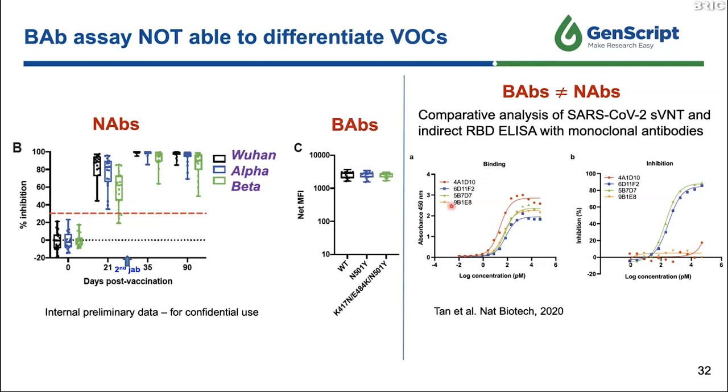So in this study, we generated 4 monoclonal antibodies that all have very strong binding activity against the RBD. However, only 2 of them are able to neutralize the interaction between the RBD and ACE2 receptor using the SVNT. And these 2 are not even the strongest binders. So this again highlighted that if you need to detect neutralizing antibody, you will need to use the SVNT instead of the binding antibody assays.